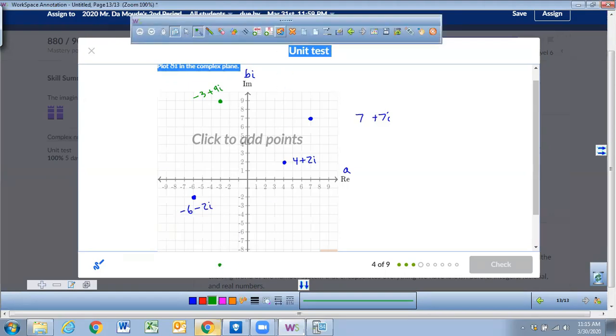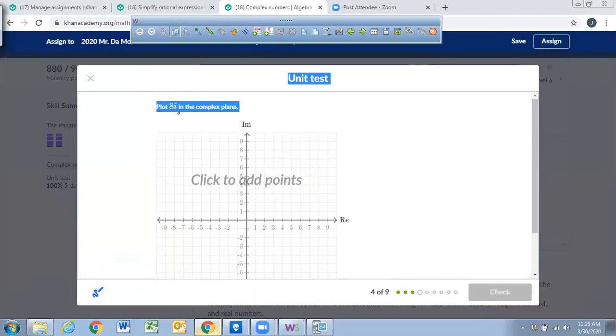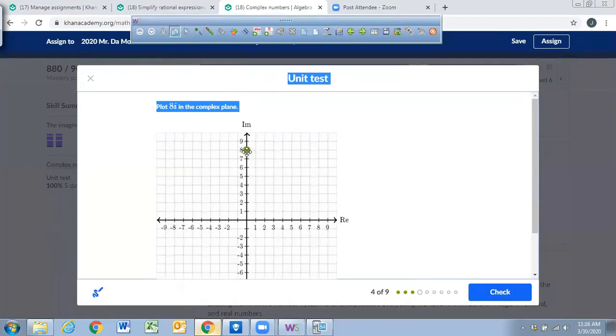All right. So I'm going to go ahead and take this off the screen right here and take a look. Now, what does that say? It just says plot 8i. Just 8i. Do you see any real numbers there? No. So basically, it's asking us to plot 0 plus 8i. And 0 plus 8i is right there. So 0 on the real numbers and 8i in the imaginary numbers. So that's where I'm going to put my point, right there.